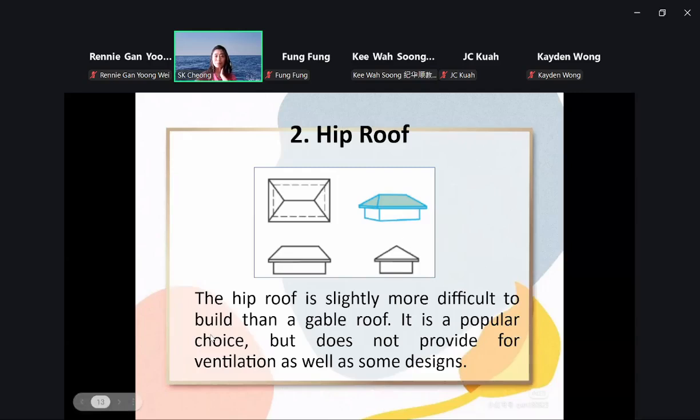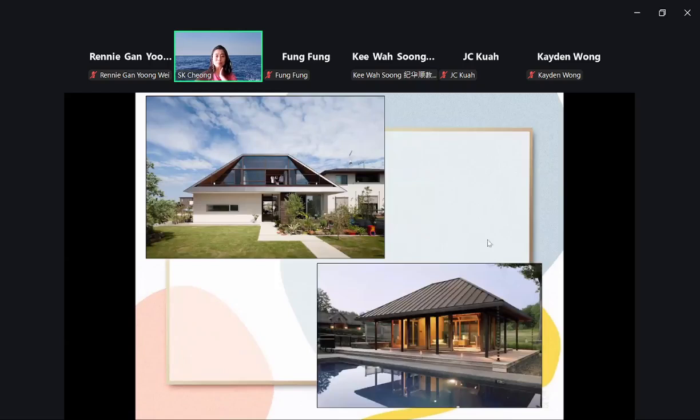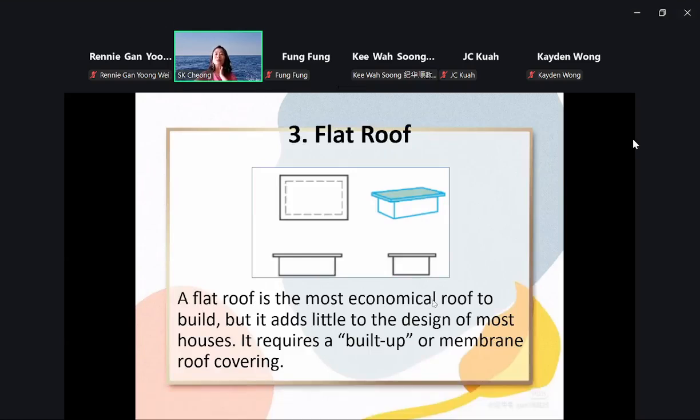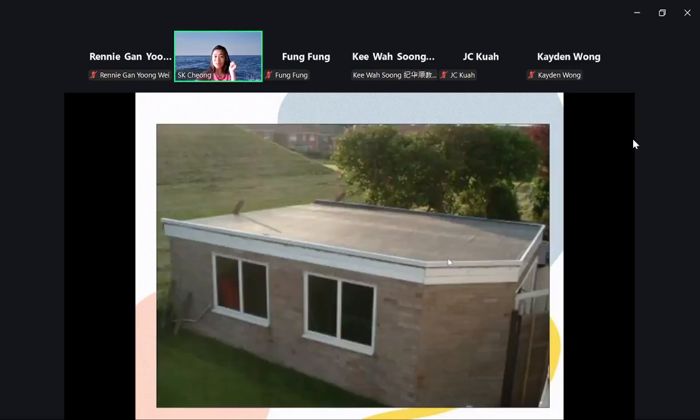Hip roof, second type. Hip roof is slightly more difficult to build than gable roof, but it is also a popular choice. However, the ventilation is not so good. Hip roof, okay. Flat roof. Flat roof is the most economical roof to build, but it adds little to the design of most houses. It requires a build-up or a membrane roof covering, okay? Because to prevent the moisture or the water clogging, right? Okay, flat roof.